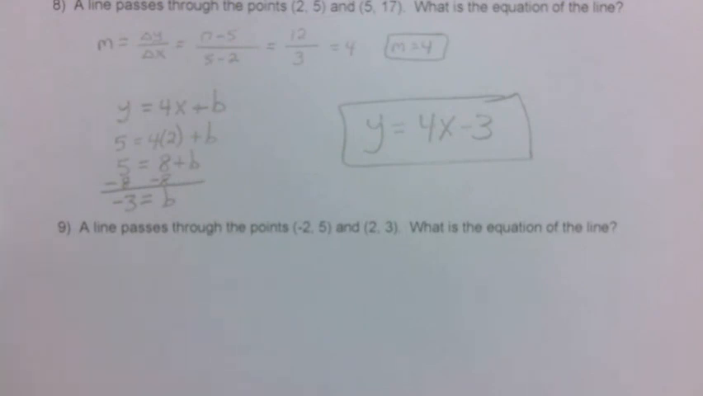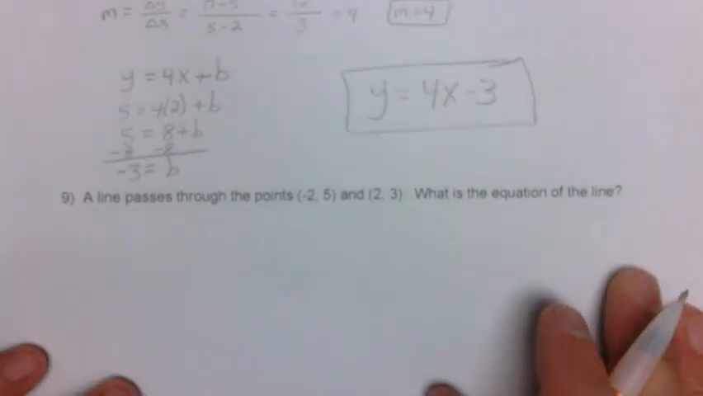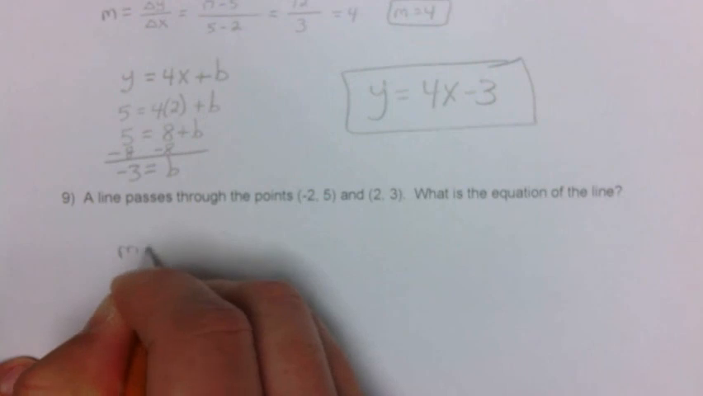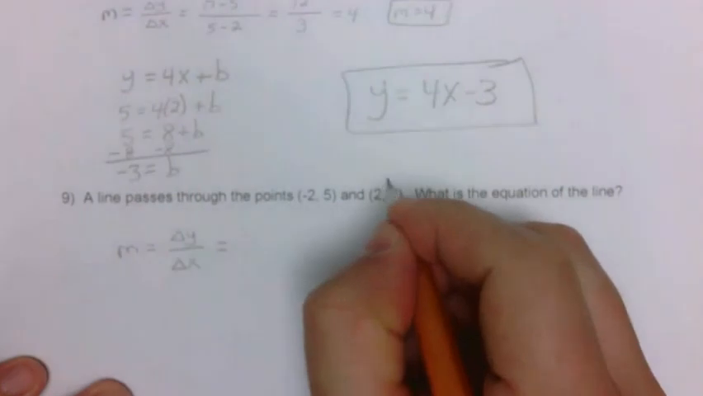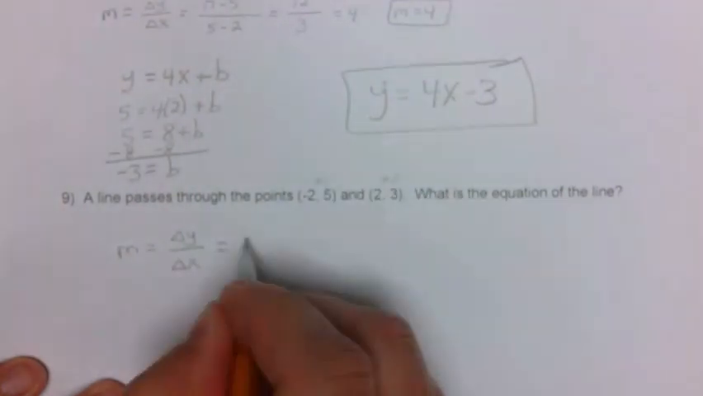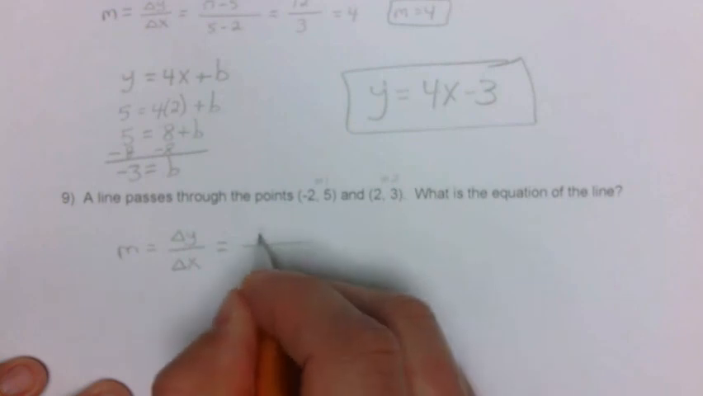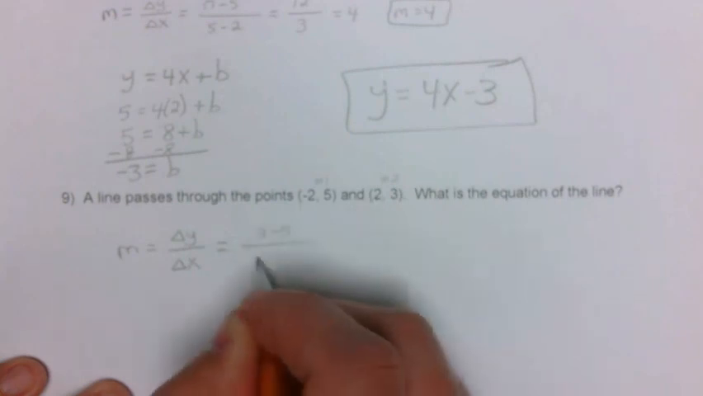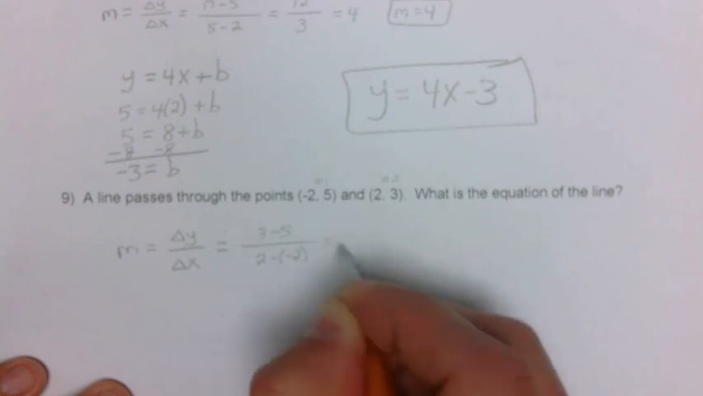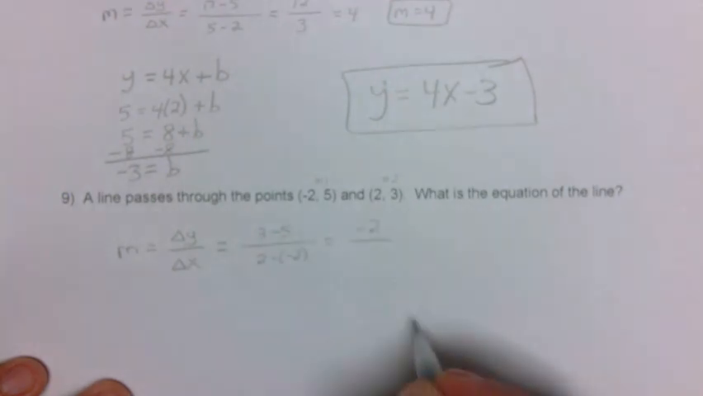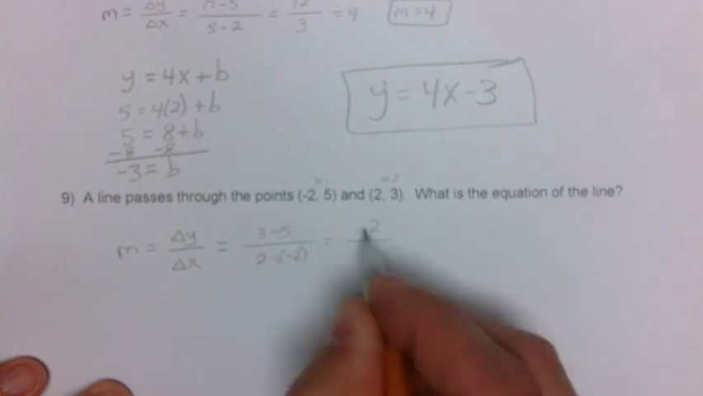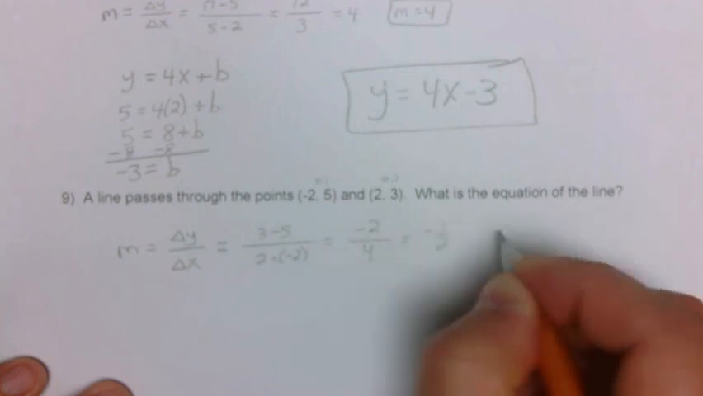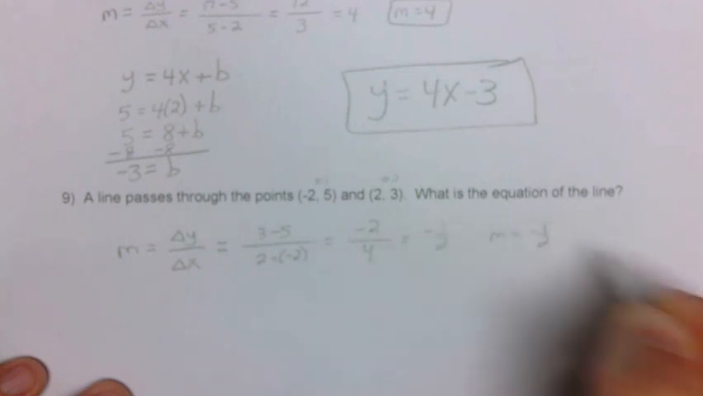Number 9, a line passes through the points -2, 5 and 2, 3. What's the equation of the line? So again, let's do the slope first, change in y over the change in x. Again, I'll use that as my second point. That one's my first point. Change in y, 3 minus 5 over 2 minus -2. 2 minus -2. 3 minus 5 is -2. 2 minus -2 is 2 plus 2, which is 4. -2 over 4 is -1/2. So the slope m is -1/2.